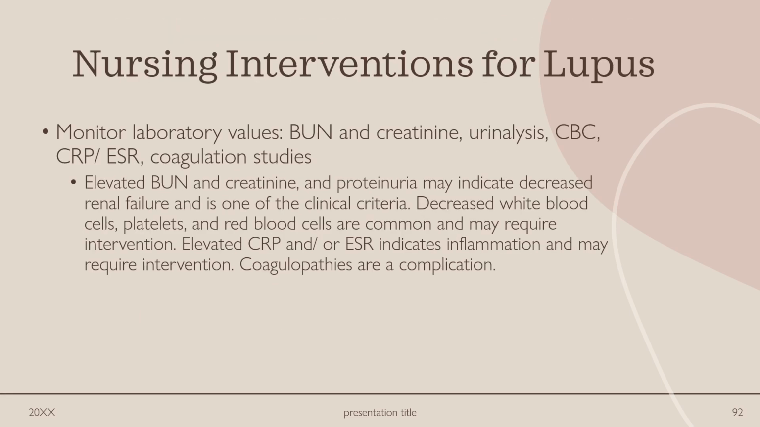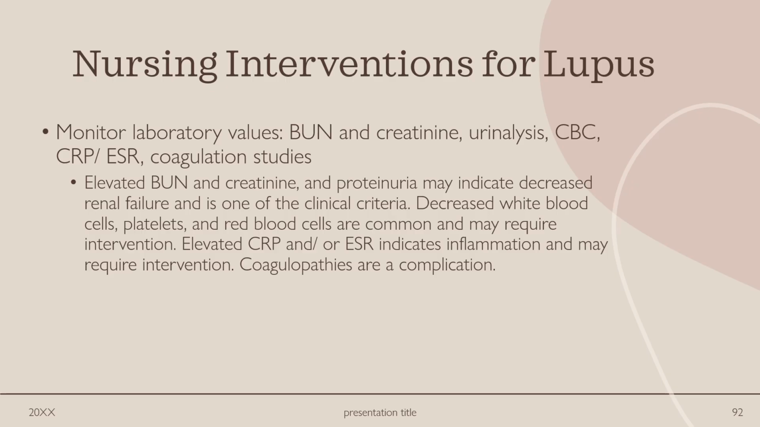So what are we going to do? Nursing interventions for lupus. We are going to monitor lab values, the BUN and creatinine, for that kidney function, urinalysis, CBC, CRP, and ESR to identify that inflammatory process, and then coagulation studies. Elevated BUN and creatinine and proteinuria may indicate decreased renal failure, and that is one of the clinical criteria.